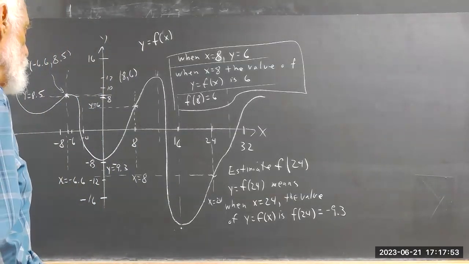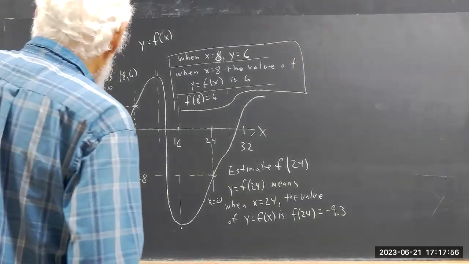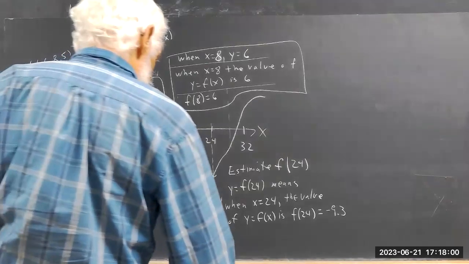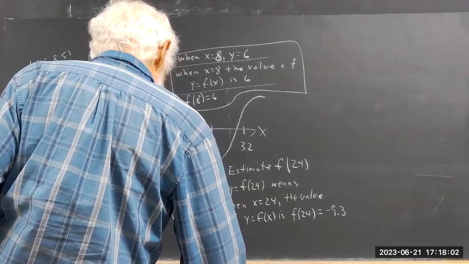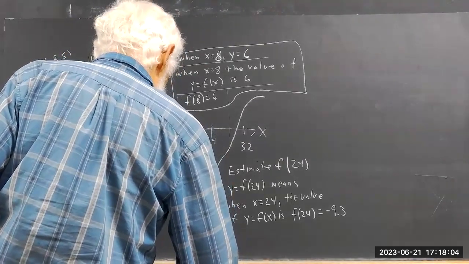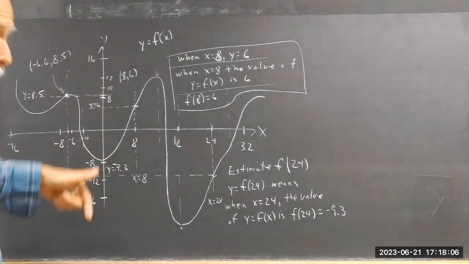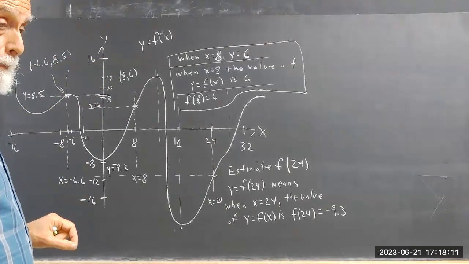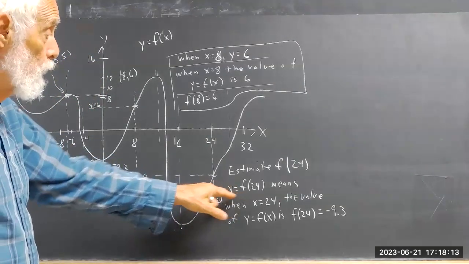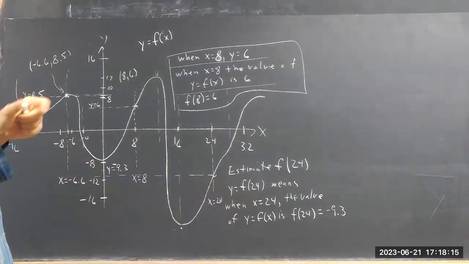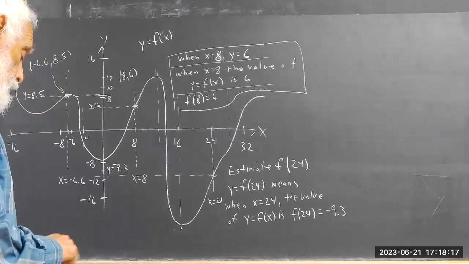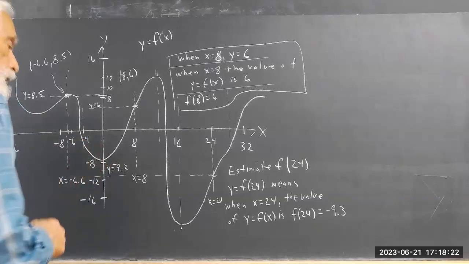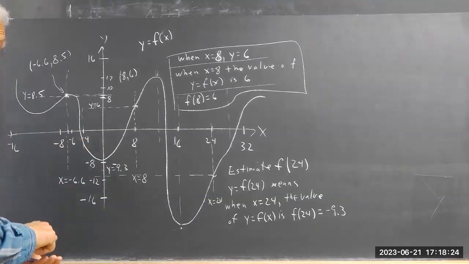Now there's one more thing we want to be able to do. We want to be able to evaluate x for a given y. Since we have a function, we can only have one y value for a given x value. However, we can have multiple values of x for a given y.